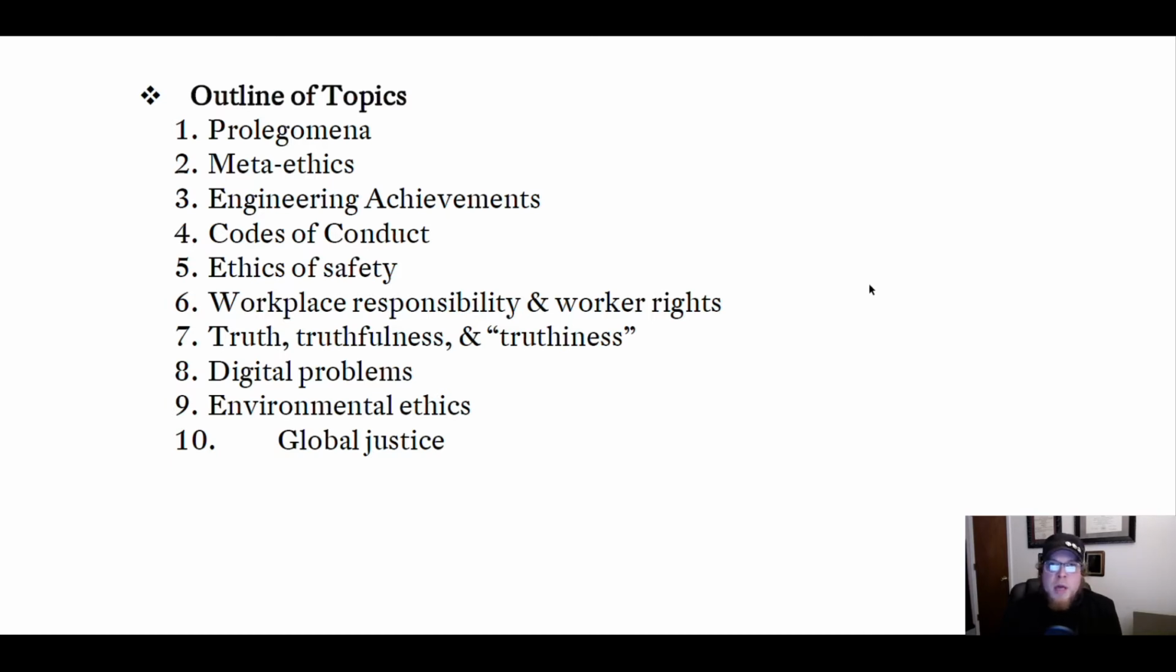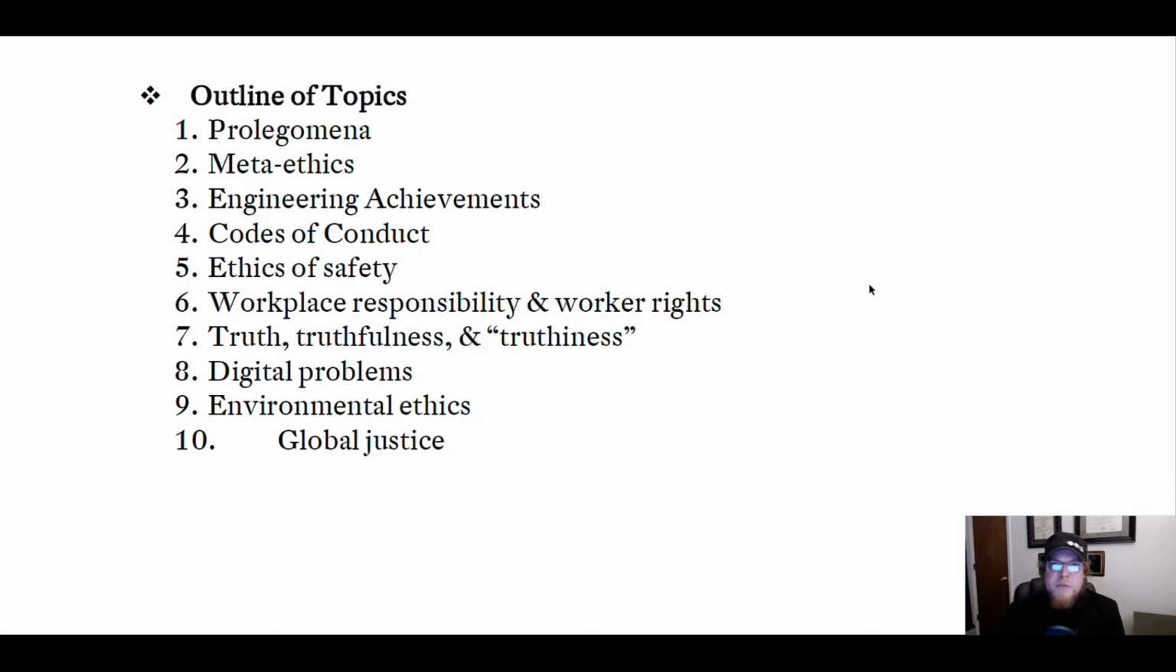First thing we're going to do is prolegomena. That's introductory material. Let's define our terms. Let's talk a little bit about ethics itself, a little bit about engineering. Then we'll get into metaethics. These are the big theories of how we determine right and wrong. Then we'll look at achievements of engineering from the last few centuries and the ethical implications of those developments.